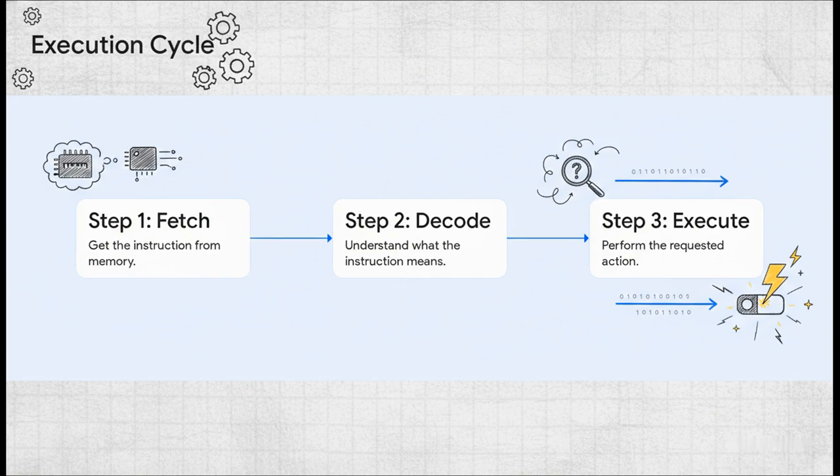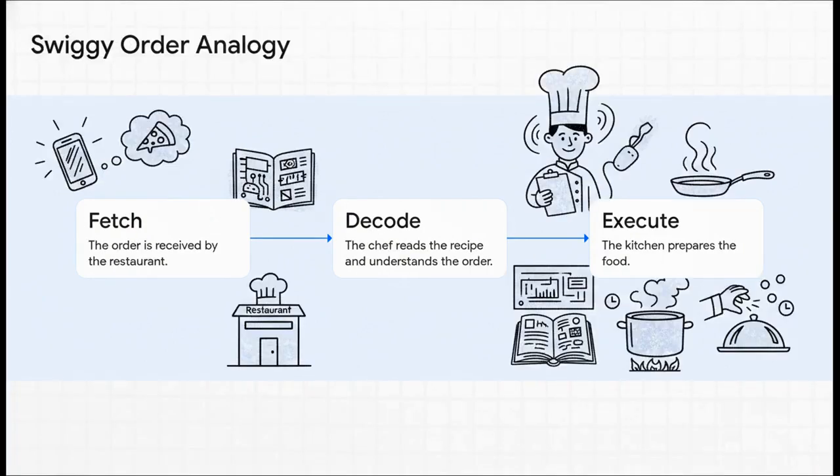It's kind of mind-blowing. If that sounds a little abstract, just think about ordering food online. The restaurant receiving your order, that's the fetch stage. The chef reading the ticket and understanding the recipe, that's the decode stage. And the kitchen actually cooking your meal, you got it, that's the execute stage. It's the exact same logic, just happening at an unbelievable speed.